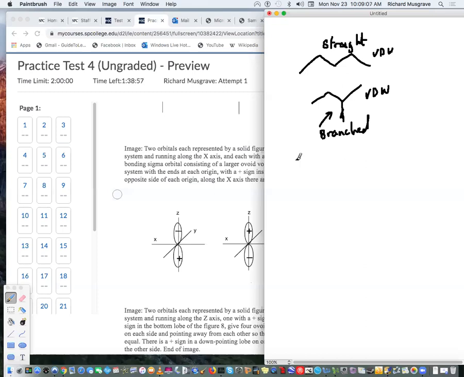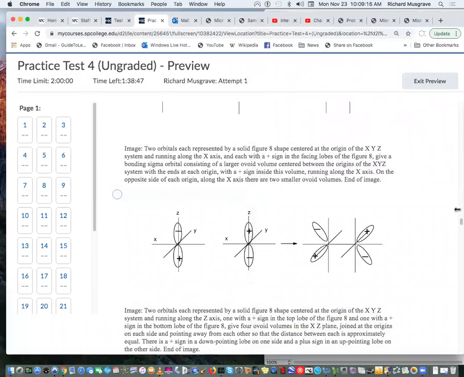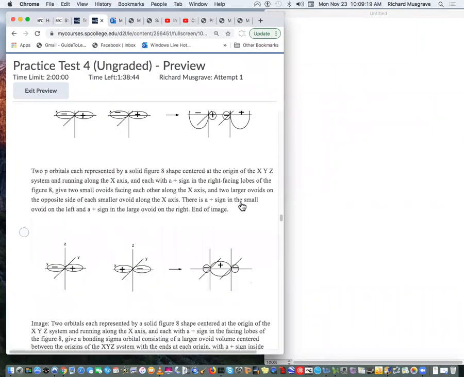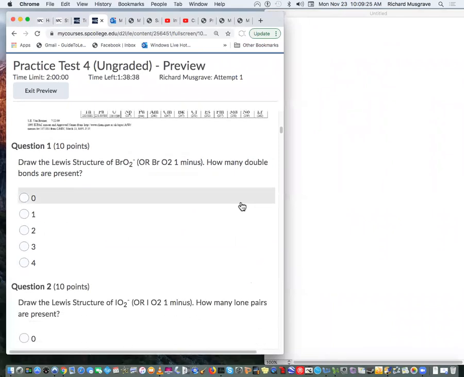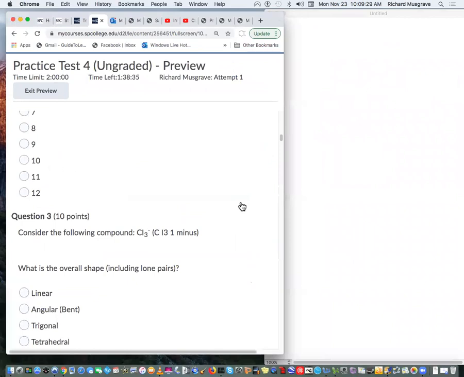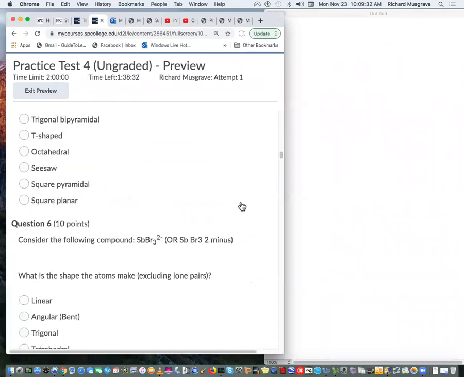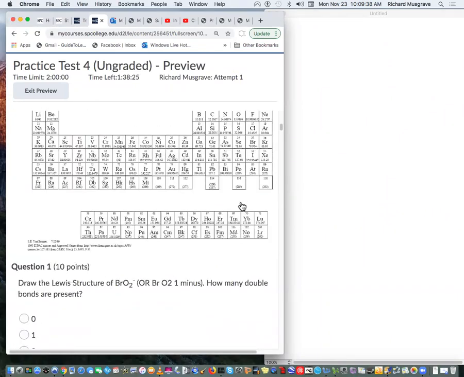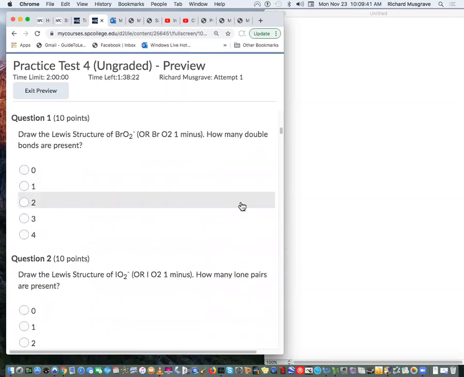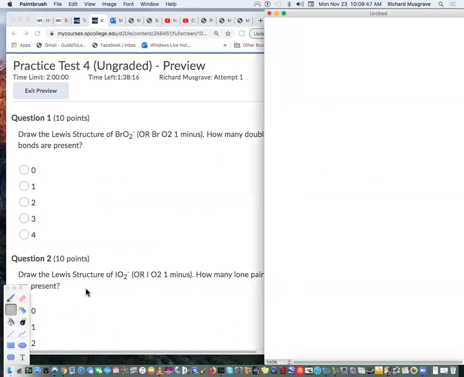David, I'm going to go back to your question now. After I've answered the VSEPR question, I'll take any other questions anybody has. There's a number of parts to the VSEPR question, and questions 1 through 11 are all related to VSEPR. So the first one is going to be a Lewis structure question, and I'm just going to do one of these. I'll do the BrO2 minus.